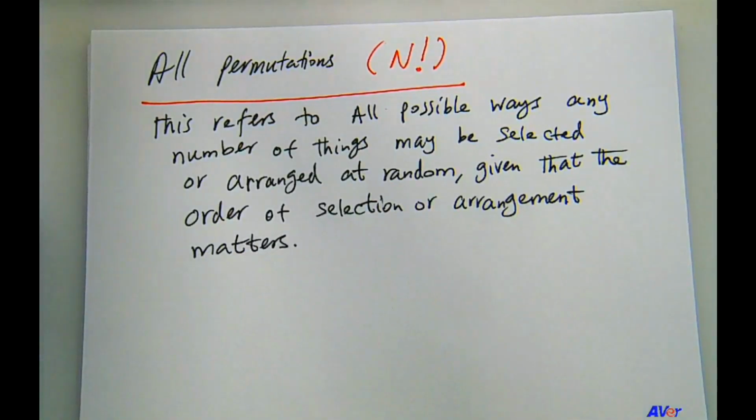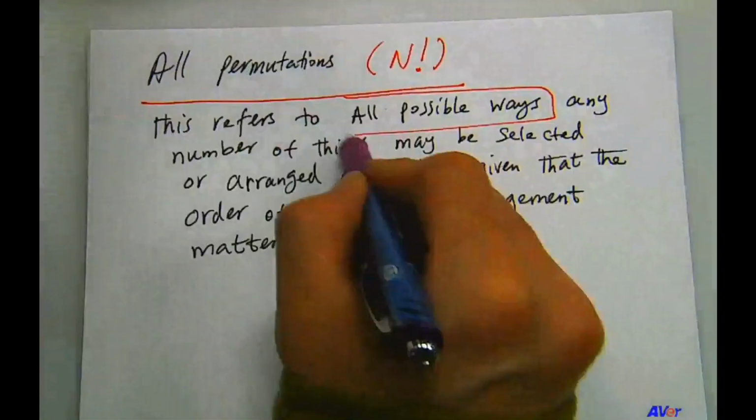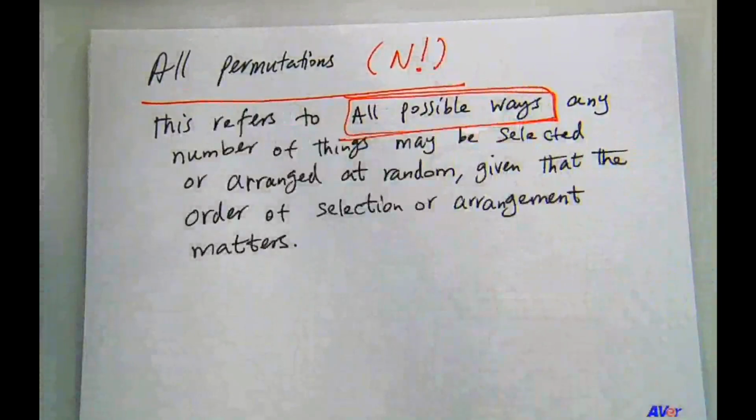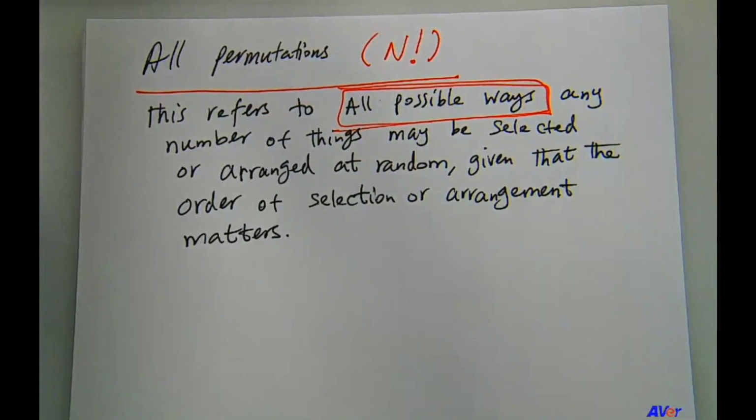Matters. Okay, and the emphasis here is on all possible ways. That's all permutations. So the calculation of this is very easy. If you have 5 people showing up at a line, in how many ways can they end up lining up behind, let's say, a cashier's line?